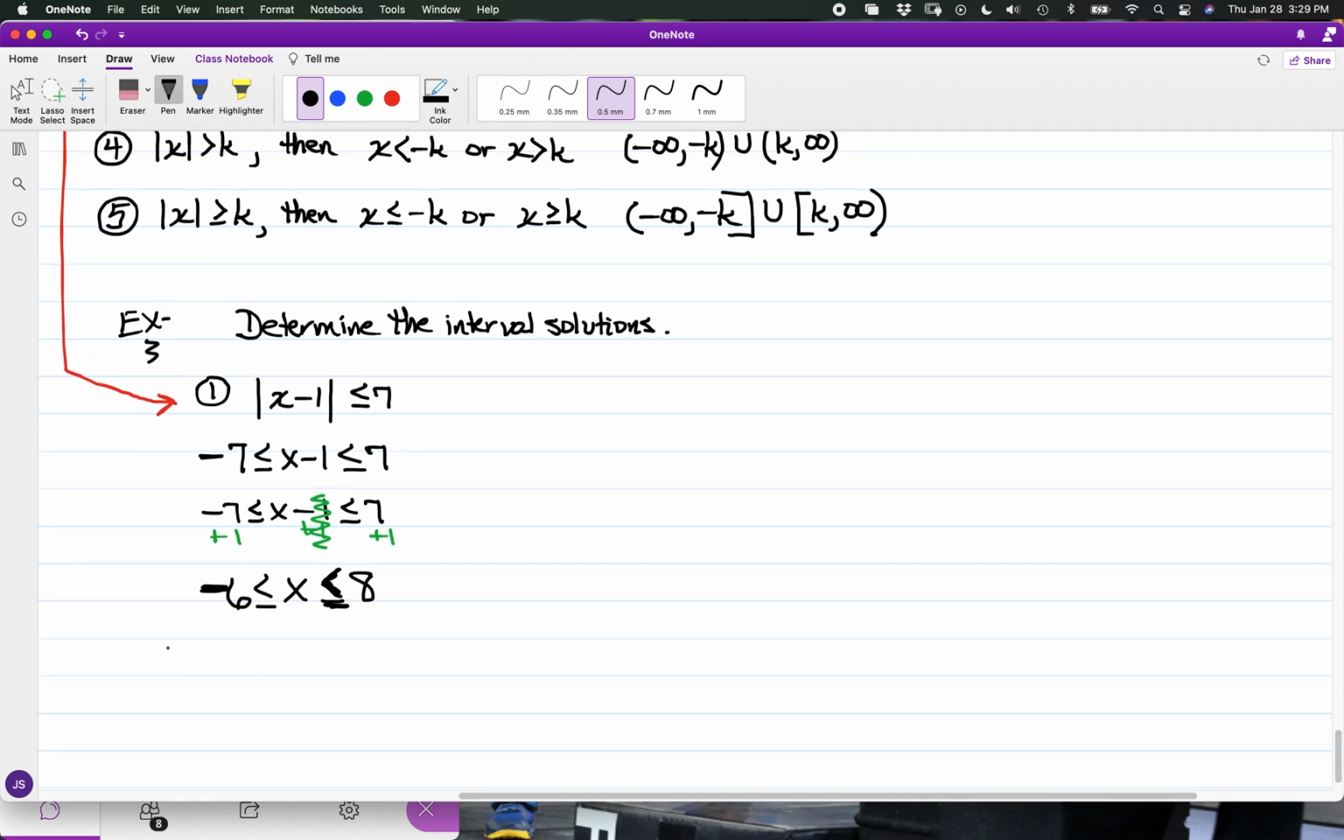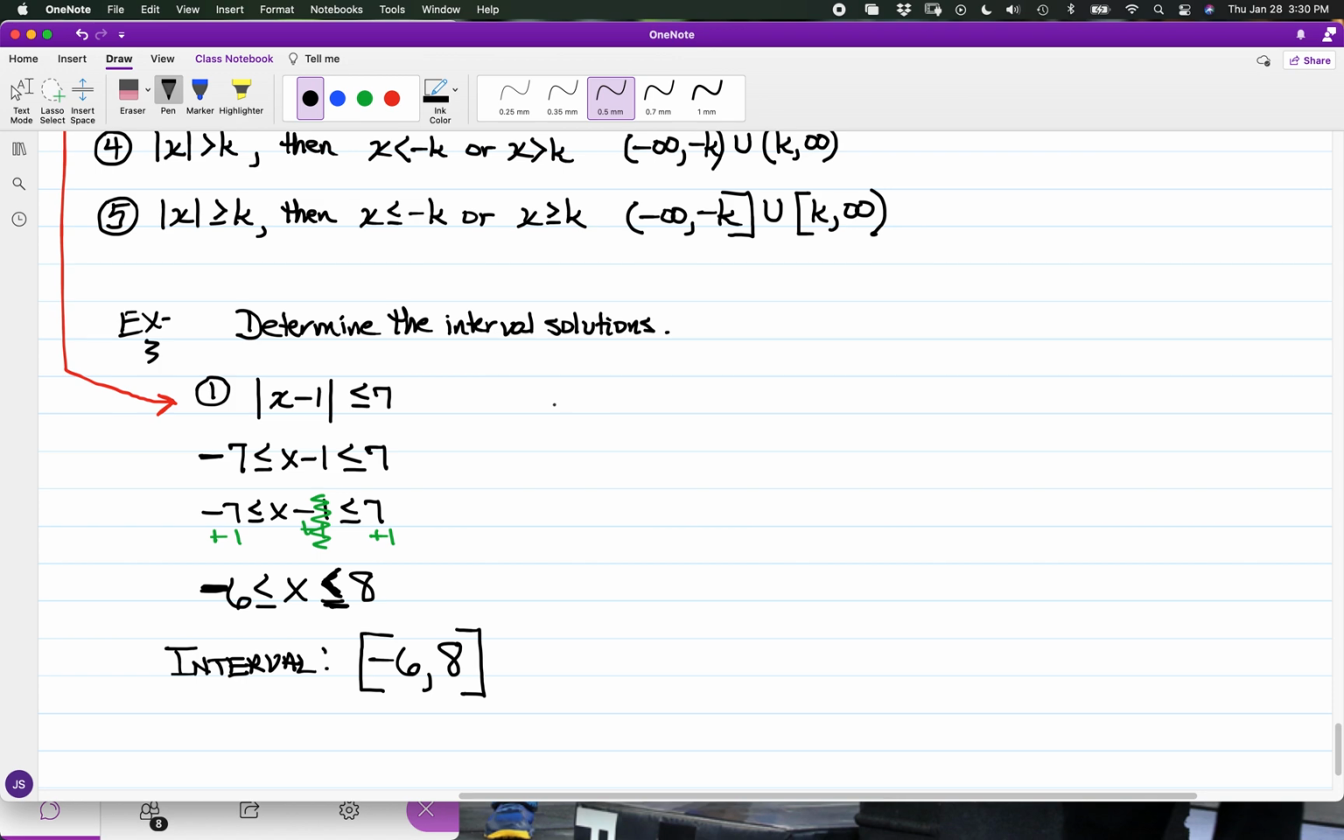So for the interval solution for x, we have from and including negative 6, as indicated by the equal sign. So you have negative 6 less than or equal to x. x in turn is less than or equal to 8. So guess what? 8 is also included, and there will be a bracket around this one. Okay, so that would be the interval solution for this particular inequality statement.